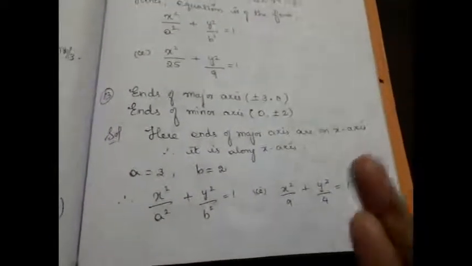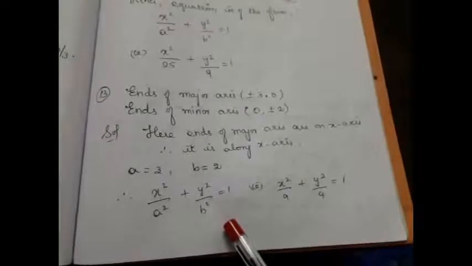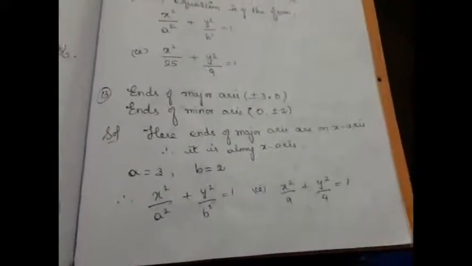If we know these 3 points, we can very well give the equation of the ellipse. If the major axis is along x-axis, it is of the form x square by a square plus y square by b square equal to 1. If it is along y-axis, it is of the form x square by b square plus y square by a square equal to 1. That's it, right? Remaining questions are also of the same method only.